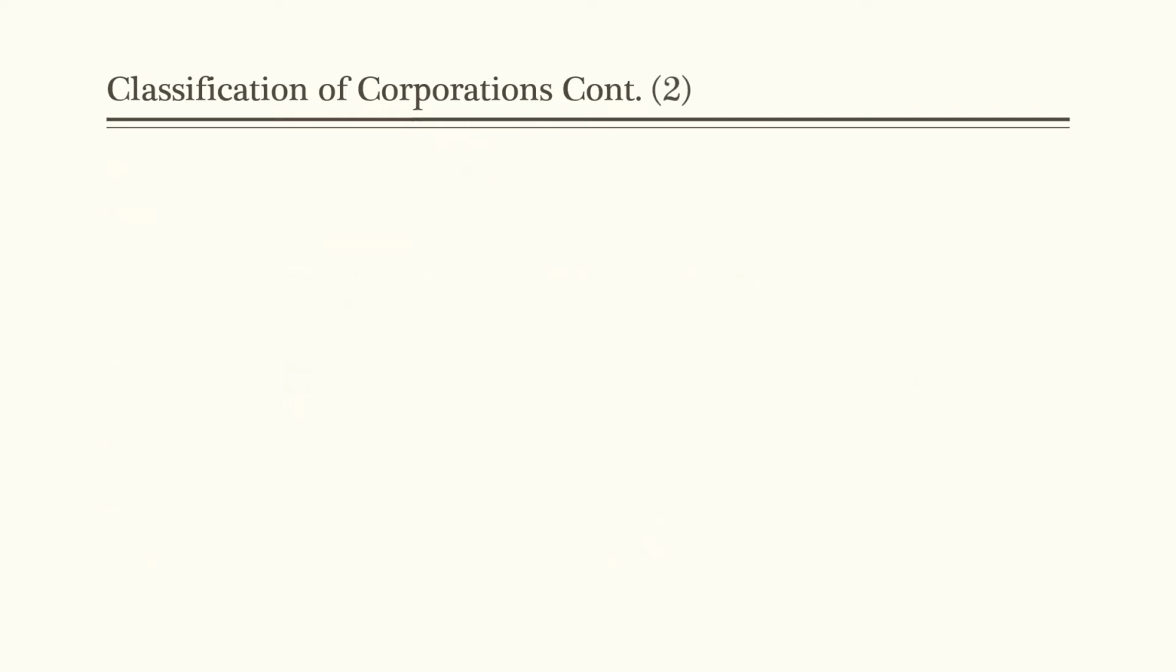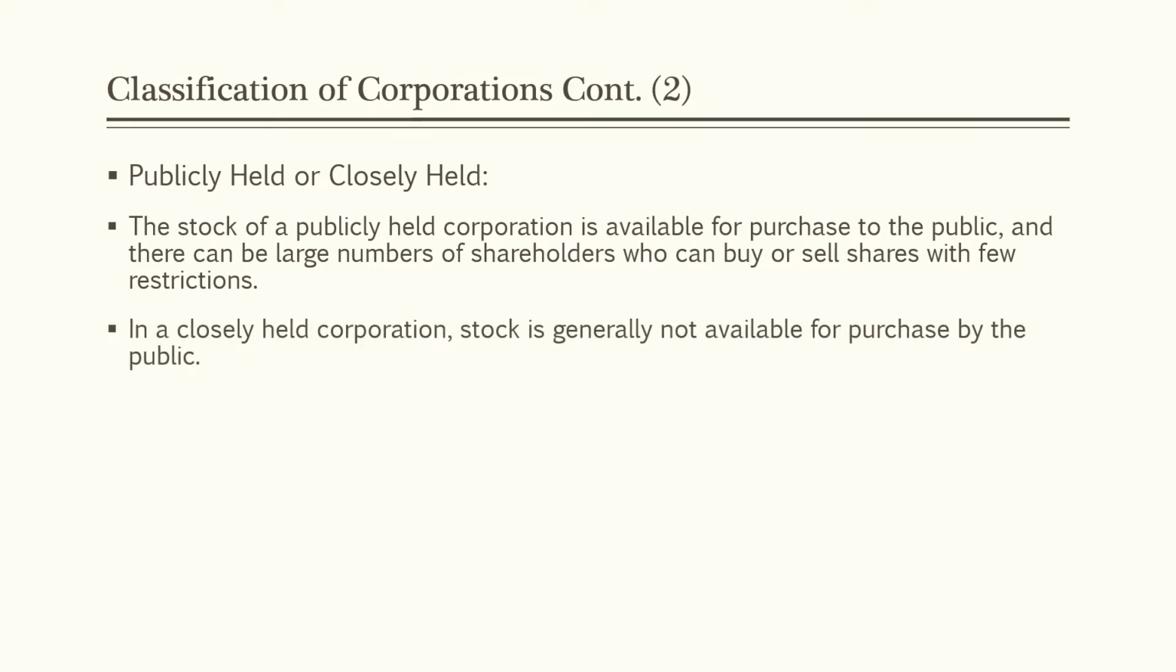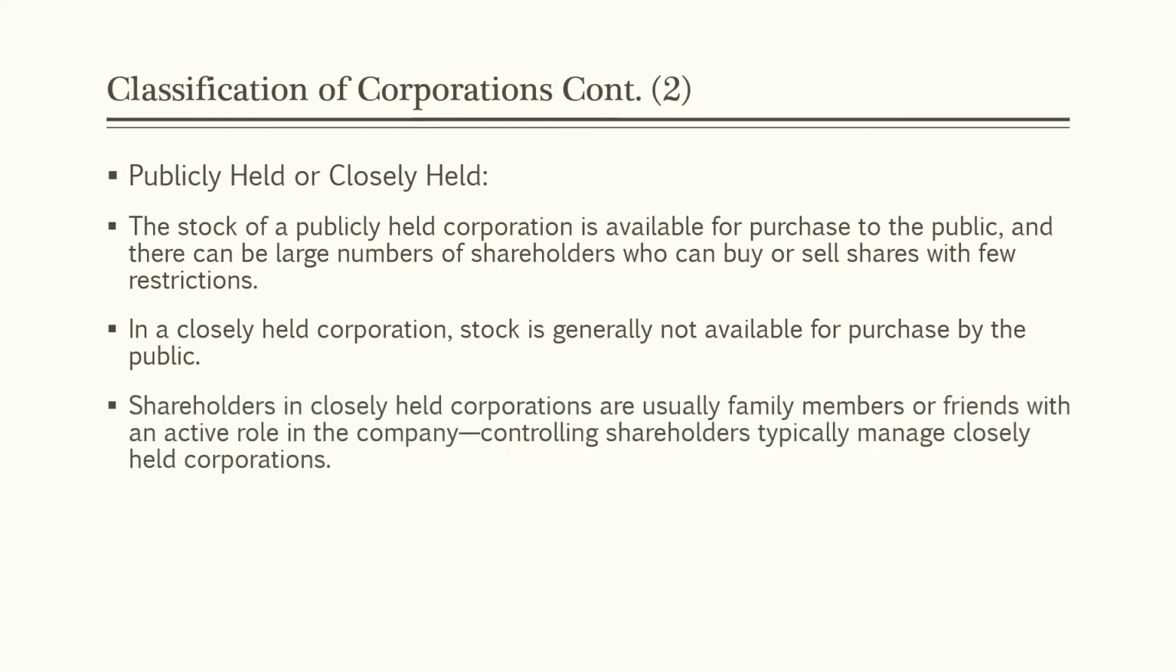Next, we will discuss the difference between publicly held or closely held corporations. The stock of a publicly held corporation is available for purchase to the public, and there can be large numbers of shareholders who can buy or sell shares with few restrictions on transfer. In a closely held corporation, stock is generally not available for purchase by the public. Shareholders in closely held corporations are usually family members or friends with an active role in the company.